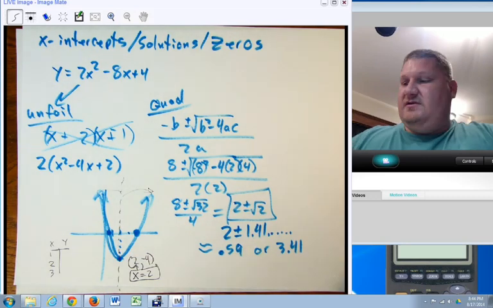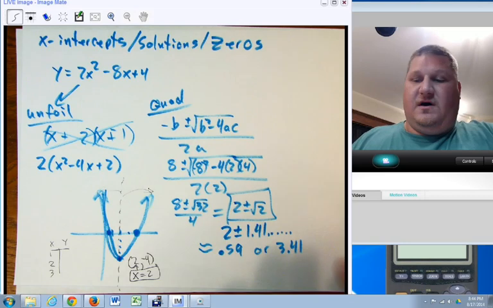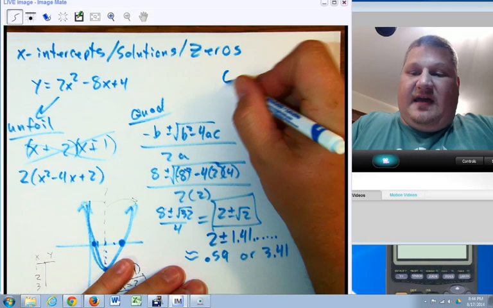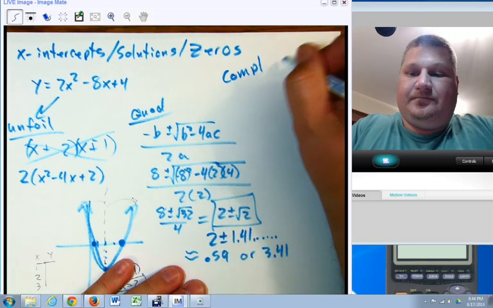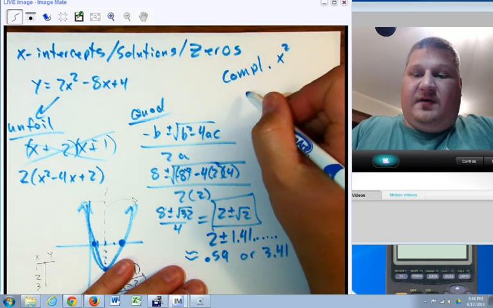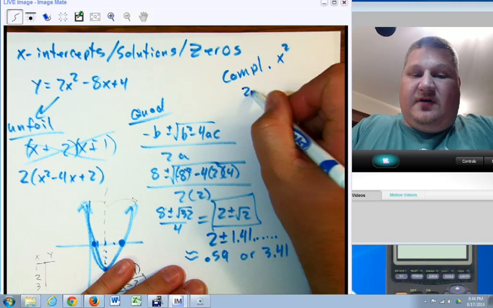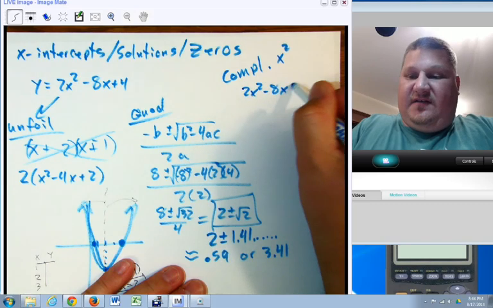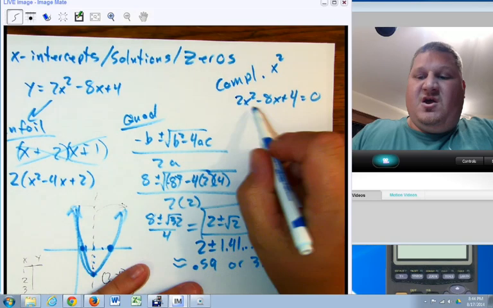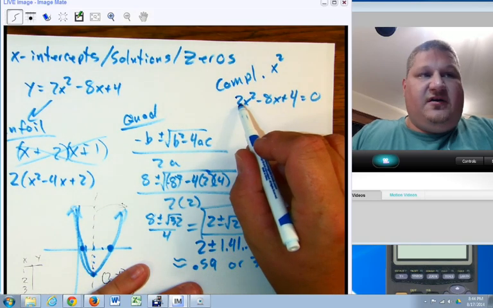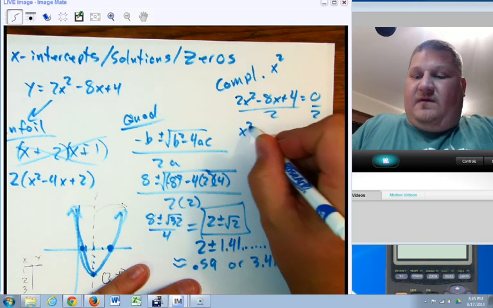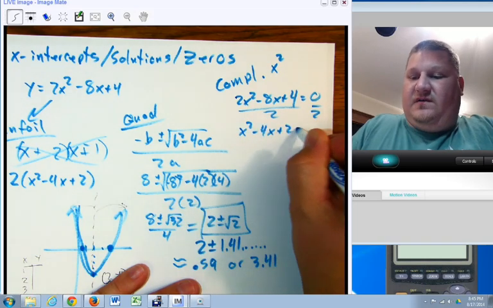Now, there is one more way to find the solutions for quadratic graphing. Instead of unfoil, instead of quadratic, we can complete the square. So, with that, we would say 2x squared minus 8x plus 4 equals 0. The problem is we don't like a 2 here in completing the square. So let's divide everything by 2. X squared minus 4x plus 2 equals 0.